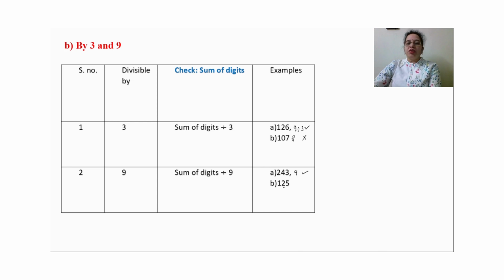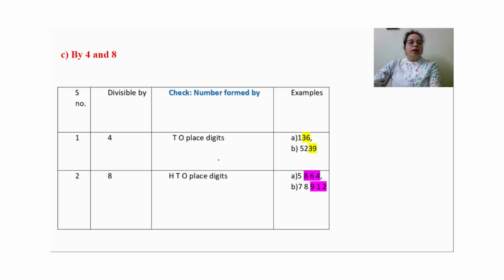1 plus 2 will give you 3. 3 plus 5 will give you 8. 8 is not divisible by 9. So 125 is not divisible by 9. Now the next set of numbers is 4 and 8.